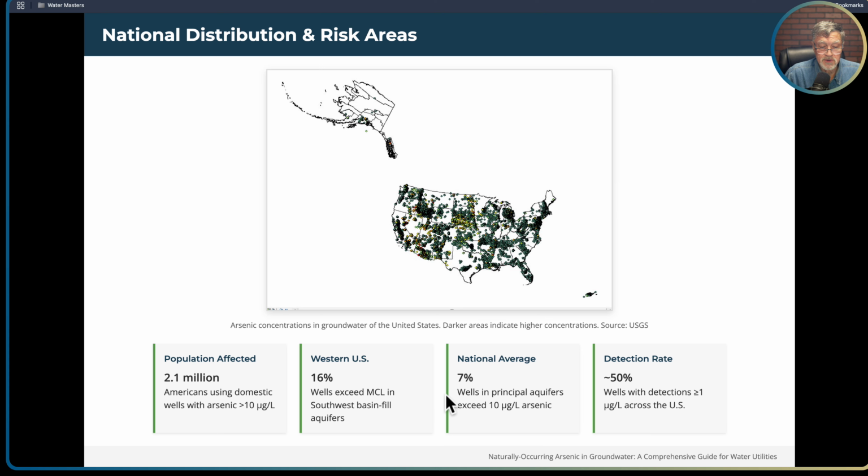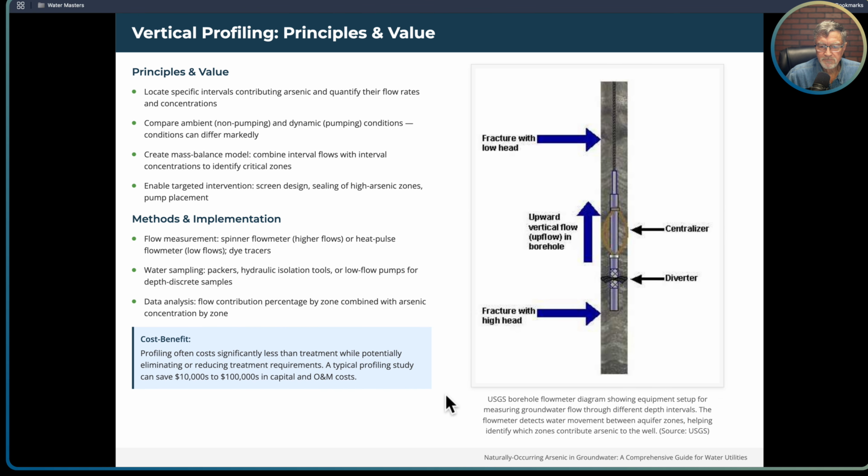In the western U.S., 16% of the wells exceed the MCL of 10 parts per billion, especially in the southwest basin filled aquifers. And the national average is 7% of wells in principal aquifers exceed the MCL of 10 parts per billion. So you can see it's a significant problem and it's pretty widespread. It occurs in a variety of geologic environments, as we saw previously, and you can just see that from the map here.